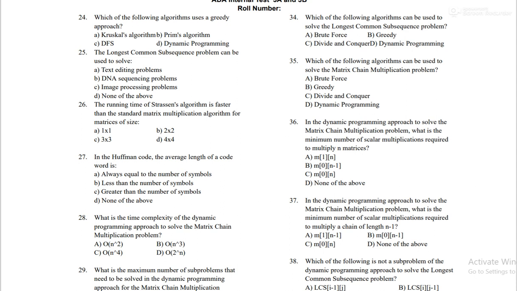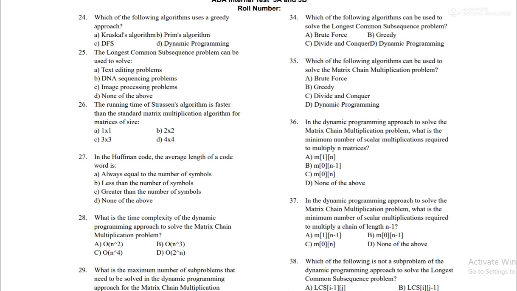Question number 27. In the Huffman code, the average length of a code word is always less than the number of symbols. So the correct option is option B. The length of a code, or the byte allotted to a single code, is always less than the number of symbols. Question number 28. What is the time complexity of the dynamic programming approach to solve the matrix chain multiplication problem? The correct option is option B, order of n cube.